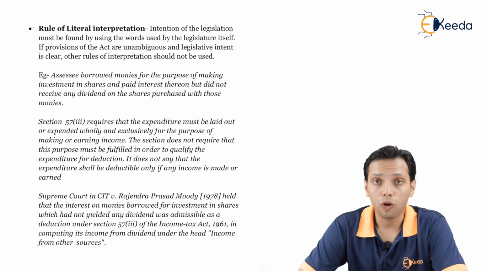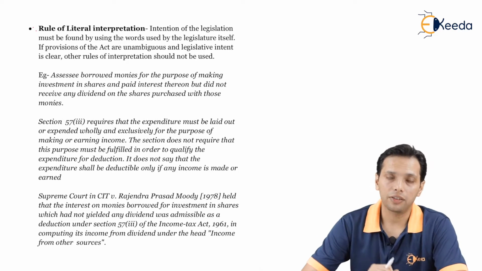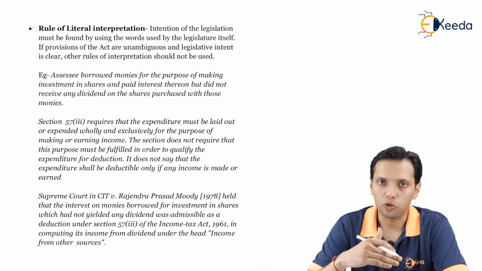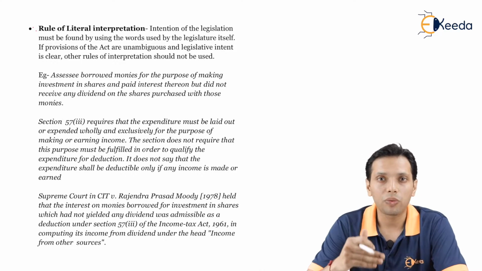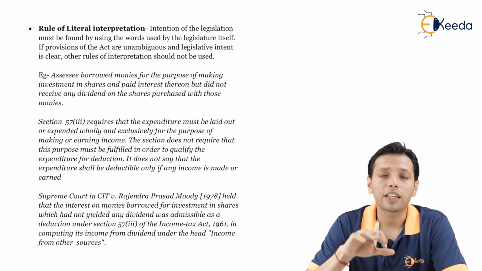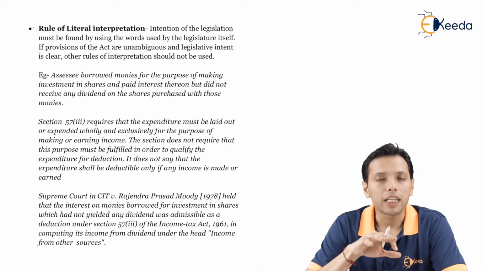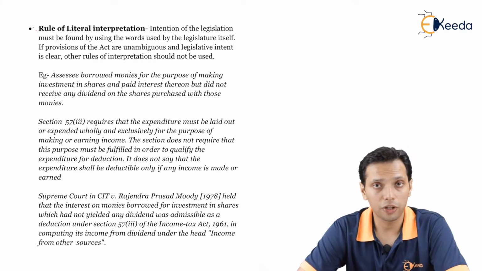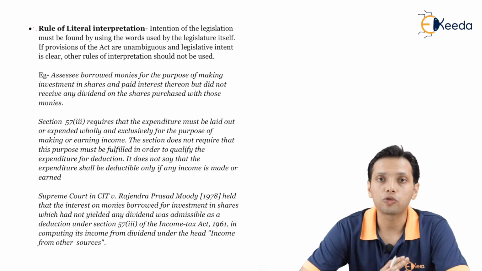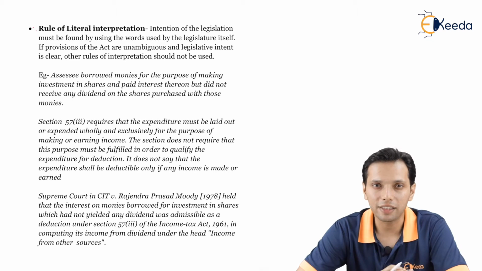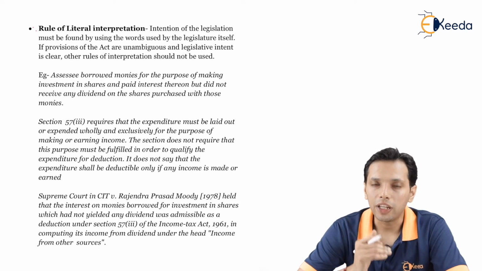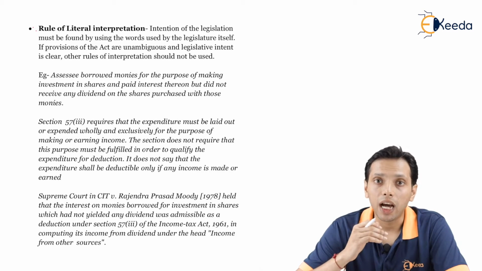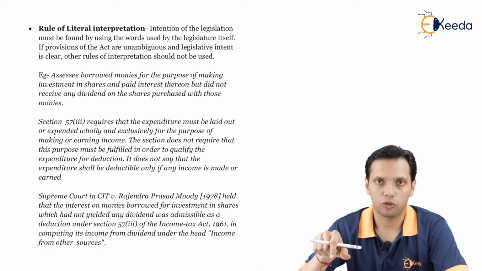The first rule is the rule of literal interpretation. In this interpretation, the provisions of the act are supposed to be read as they are, in the absence of any ambiguity. The rule of literal interpretation is the first interpretation rule. In this case, the provisions of the act are read as they are, and the meaning or intention of the act is understood by reading the provisions of the act.